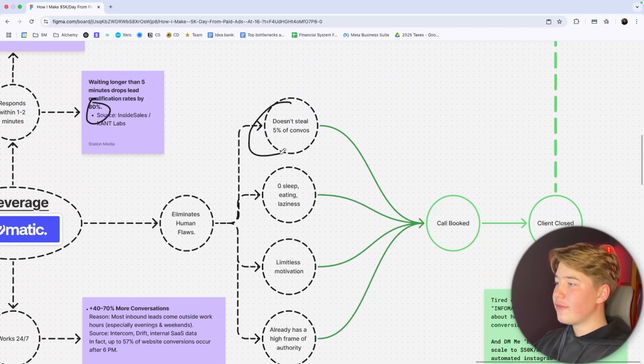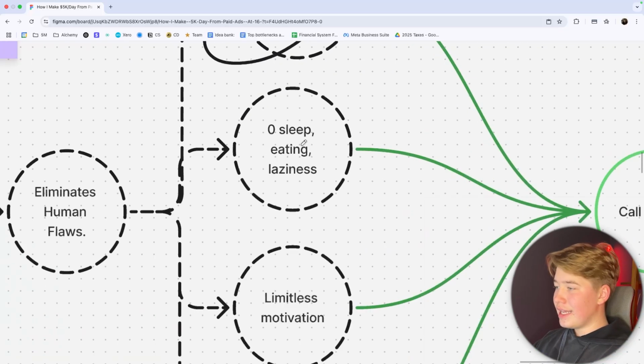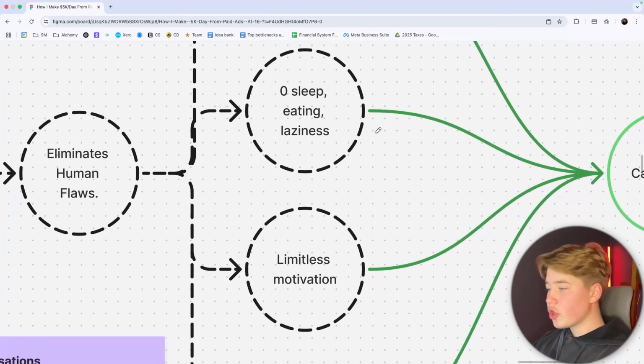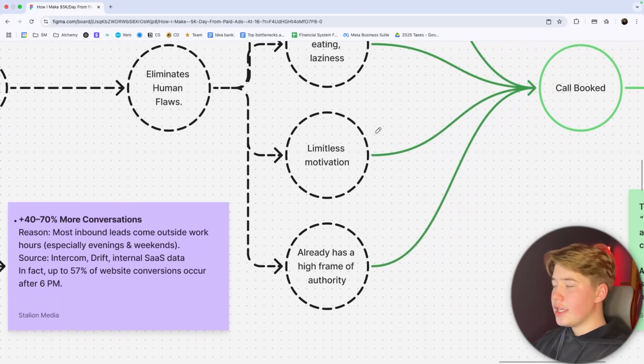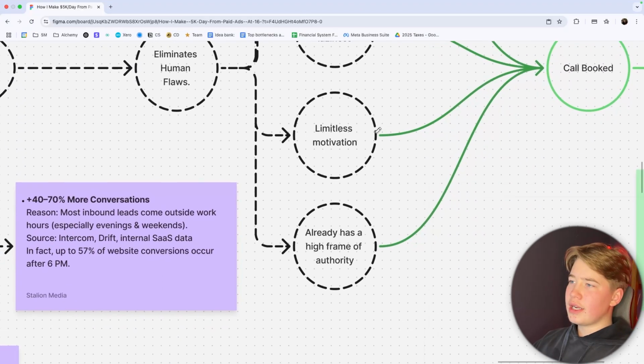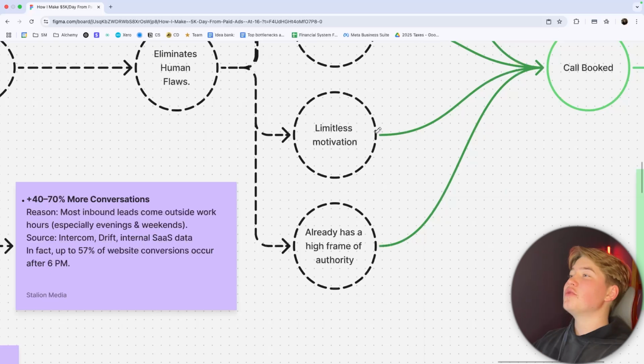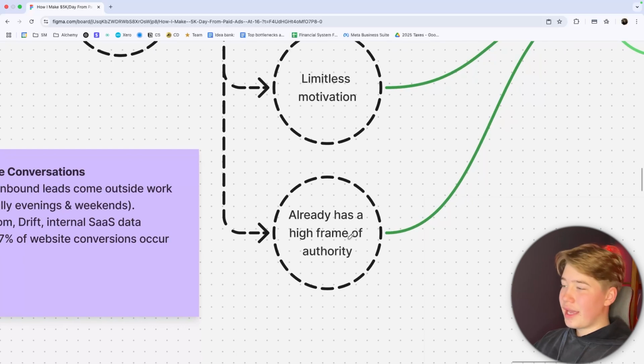So the whole thing here is that it eliminates human flaws. It doesn't steal 5% of your revenue. It doesn't need to eat, doesn't need to sleep, doesn't get lazy, doesn't watch social media, doesn't need motivation, doesn't need you to do review calls with it, which I know you hate. I hate doing calls with setters. It's just the worst thing. You tell them to do something, they never do it, and it's just banging your head against the wall, to be honest.